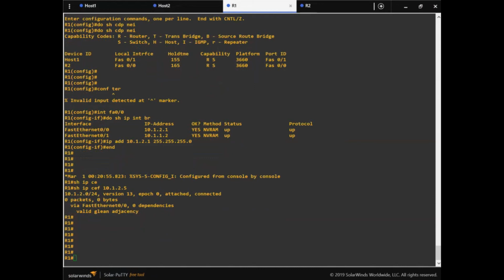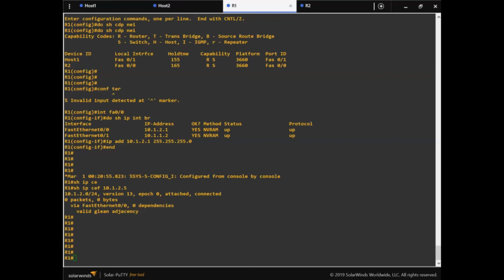The last one is the cached adjacency. What is the cached adjacency? When some communication happens to the attached subnet host, like 10.1.2.5, you can say the entry will be cached at that time. So CEF will be aware about its MAC address and about each and every information.